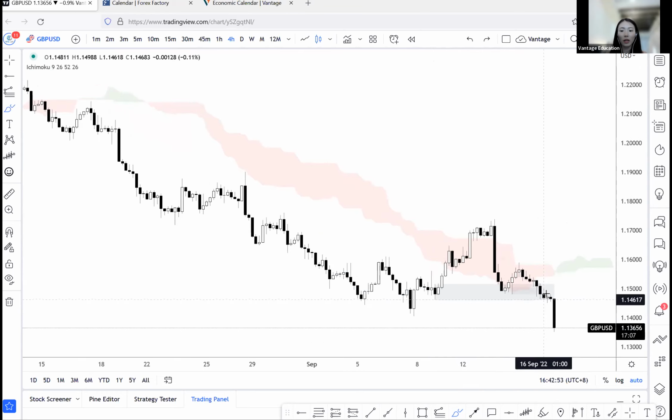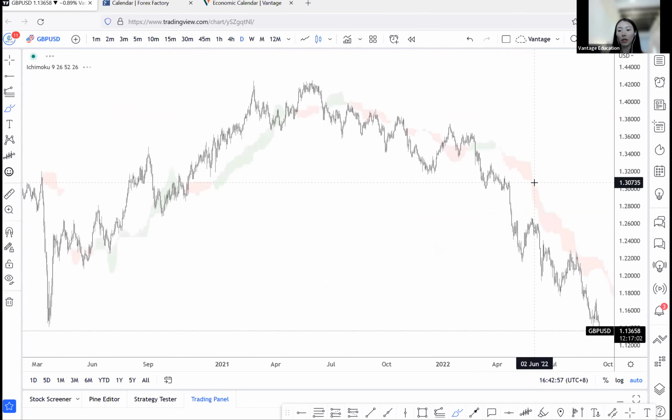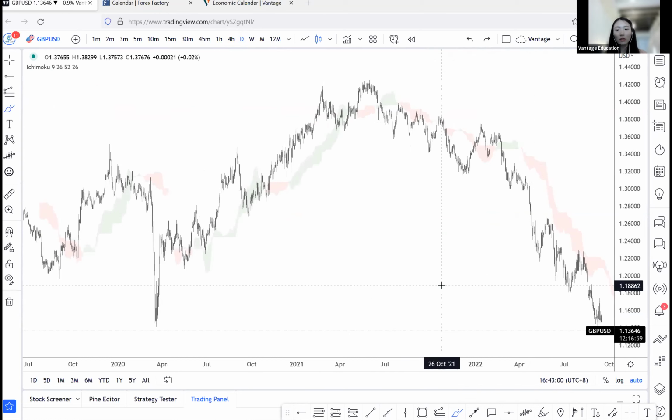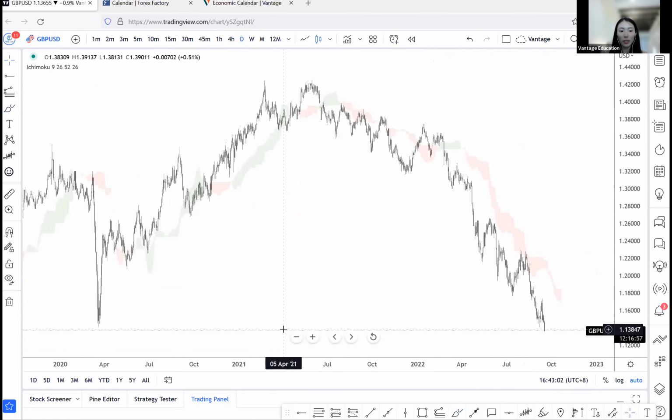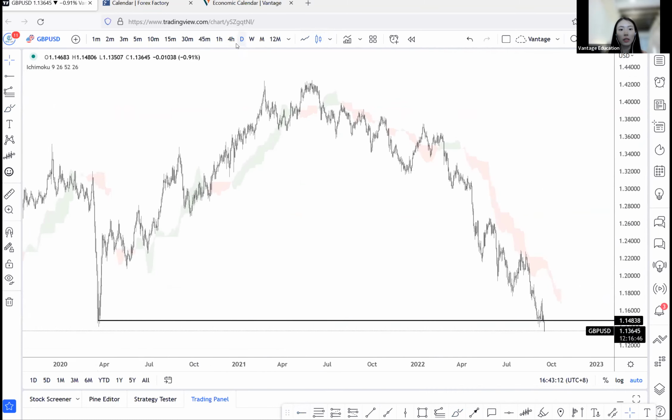In terms of the target right now, there isn't any target that we have, not on the 4 hours or the daily. So if you look at it on the daily picture, you can see that price also broke below the previous low that we have over here. If you look at it on the daily, you can see that this is the close, right? So right now we're seeing a break below this region.